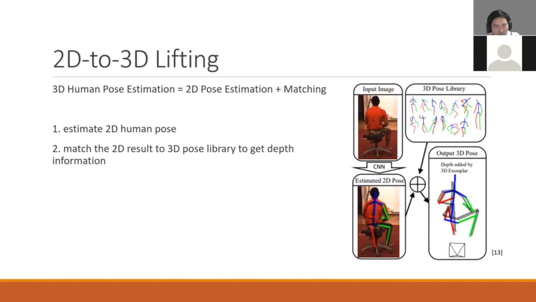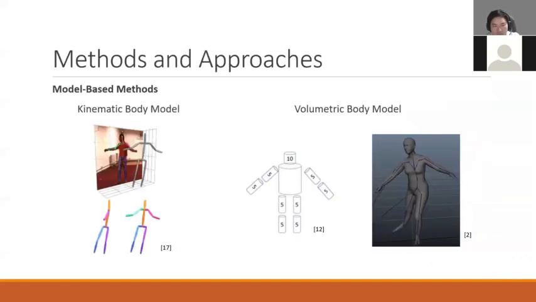Now, a more common method would be to use a dataset that contains matching 2D body pose and 3D body pose, so you can directly learn how to convert 2D pose to 3D pose instead of referring to a pose library.